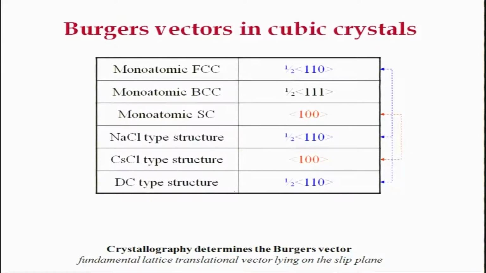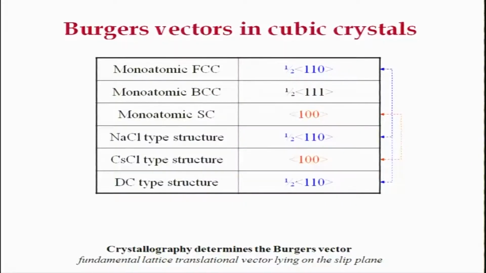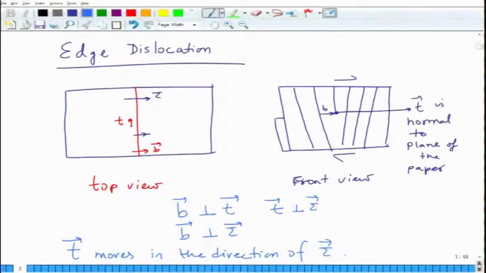Diamond cubic again is an FCC structure, so for this it would also be half 110. So it has to go according to the crystal system, okay, not just the position of atoms. It has to move from one identical atom to another identical atom, and they have to be from one lattice point to another lattice point. Okay. So, complete lattice translation basically. So this is where we finish the edge dislocation part. We will now take up the surface defect part of the remaining.